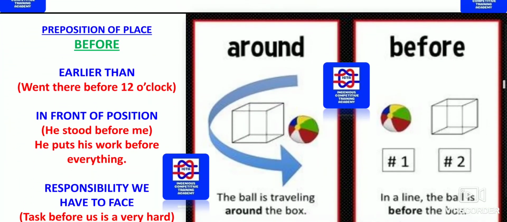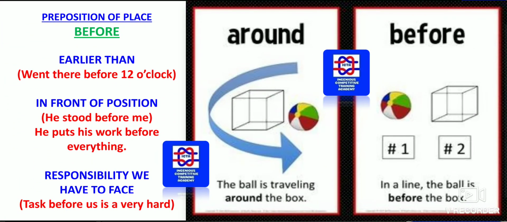Next we have preposition of place, that is before. Before has various meanings. Earlier than: He went there before 12 o'clock. Before means prior, prior to 12 o'clock. It means before 12 o'clock. Again we have the in front of position. He stood before me, just in front of me. Before me means just in front of me. He stood before me.